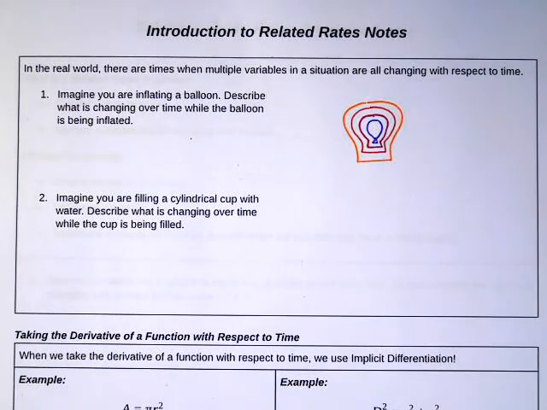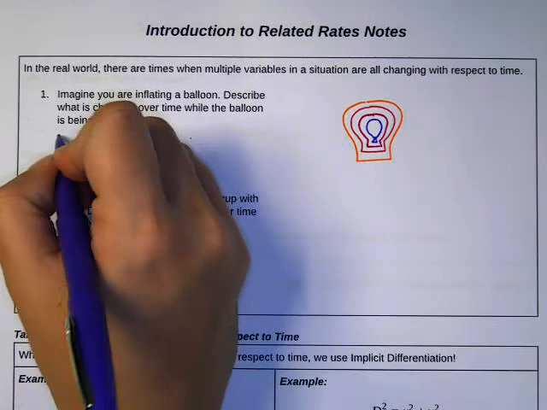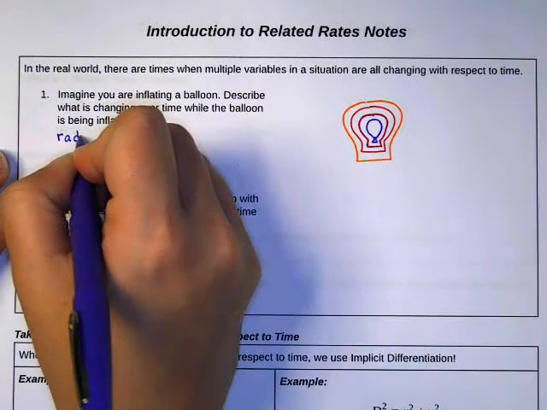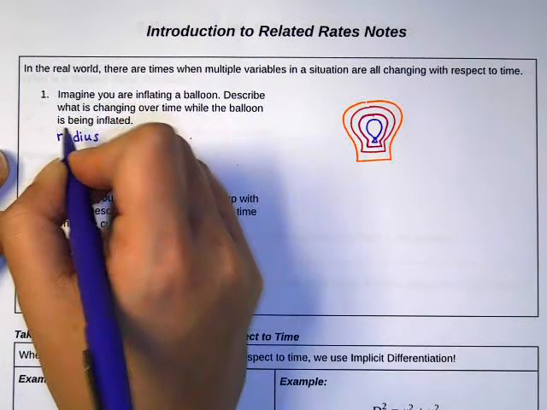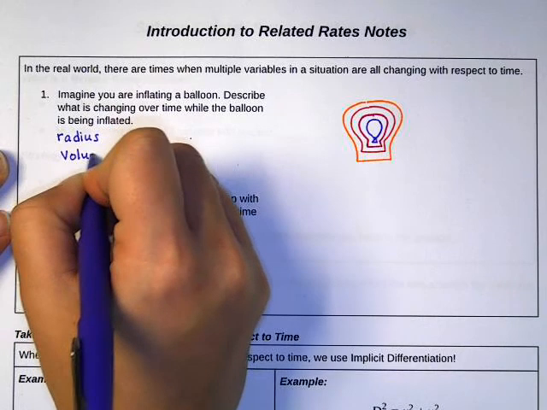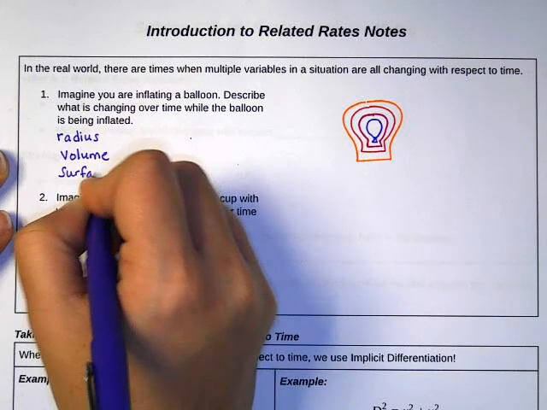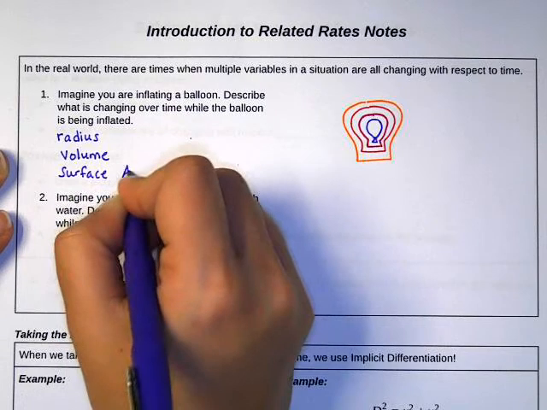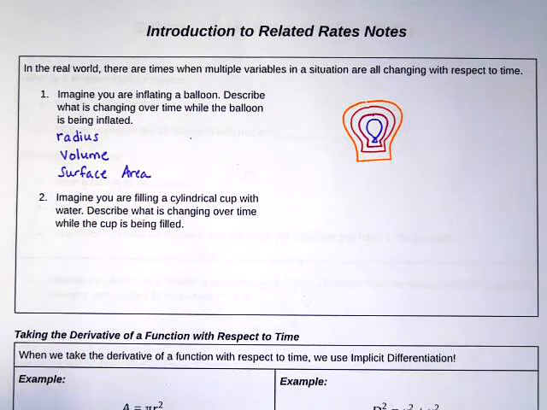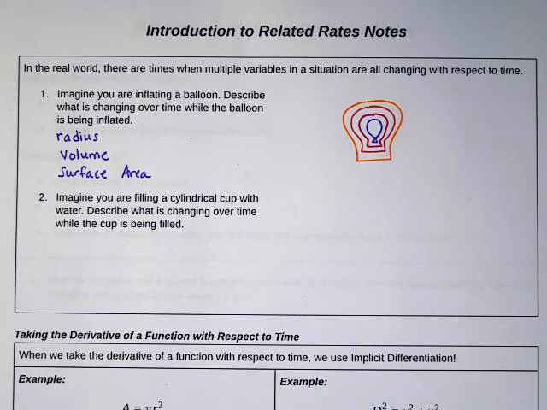Now, as this is happening, there are several different things that are changing. The radius of the balloon is changing. The volume of the balloon is changing. The surface area of the balloon is changing. And all of those things are changing at different rates as you blow more air into the balloon, so over time.